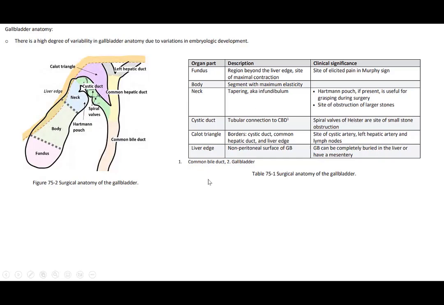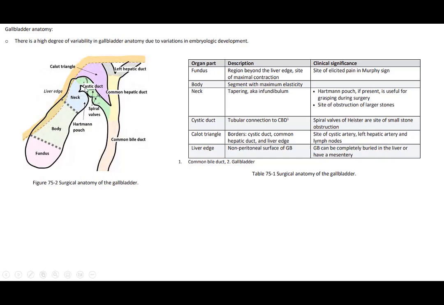Now, the fundus is the region beyond the liver's edge, and it's the site of the maximal contraction of the organ. This site is where we elicit the pain of Murphy's sign. The body is the segment that has the maximum amount of elasticity. The neck is where tapering and the infundibulum are found. And this is a Hartmann's pouch, if present, which is useful for grasping during surgery. You can see this outpouching here. This is also the site of obstruction of much larger stones.